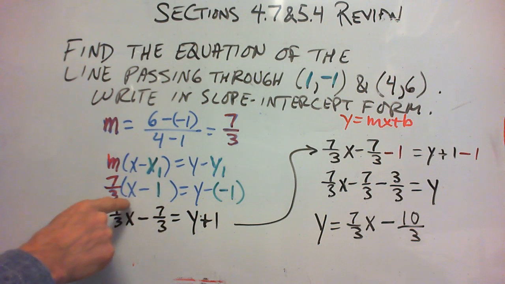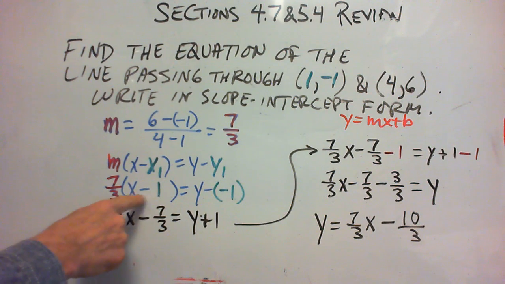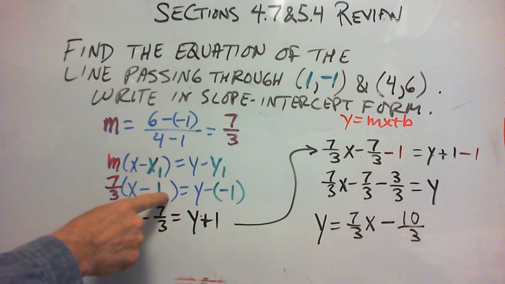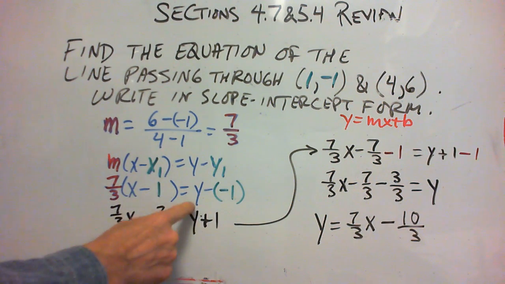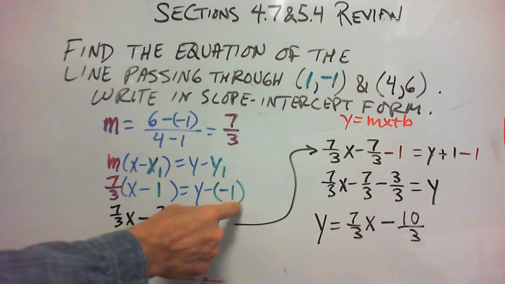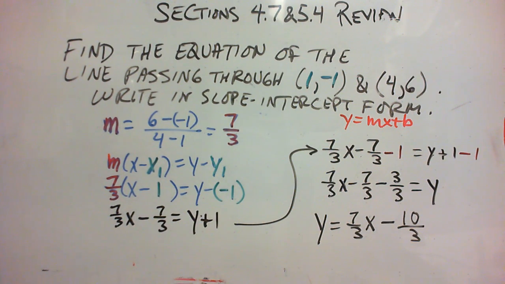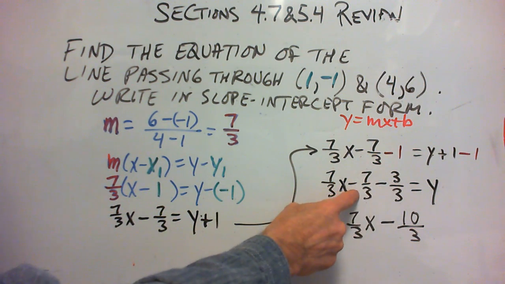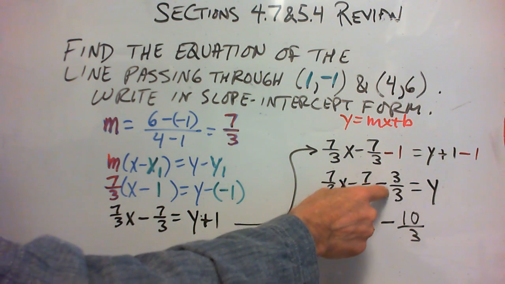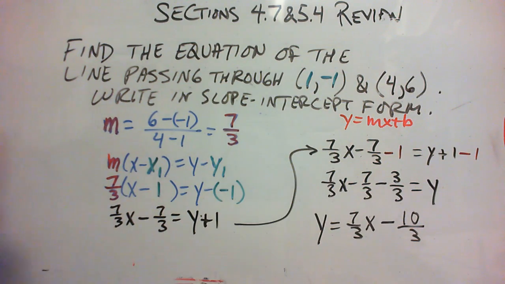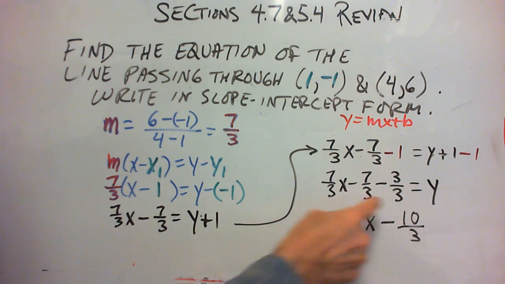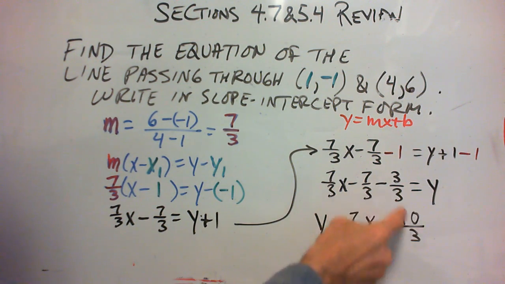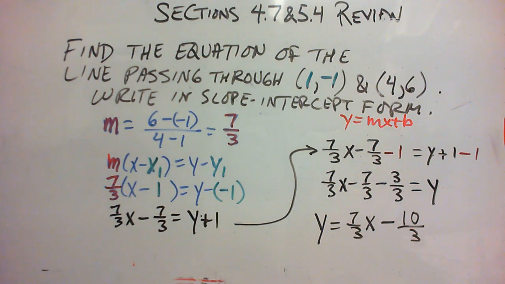So we start by distributing the 7/3 times x, 7/3 times negative 1. And on the right side, I'm going to change y minus a negative 1 to y plus 1. Then you subtract 1 from both sides. But in order to subtract 1 from negative 7/3, you have to write it as minus 3/3. You need a common denominator. So you get y equals 7/3 x minus 10/3.